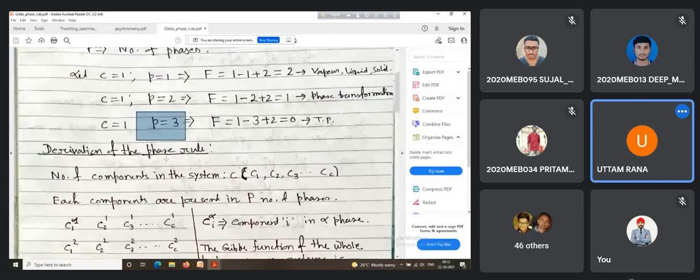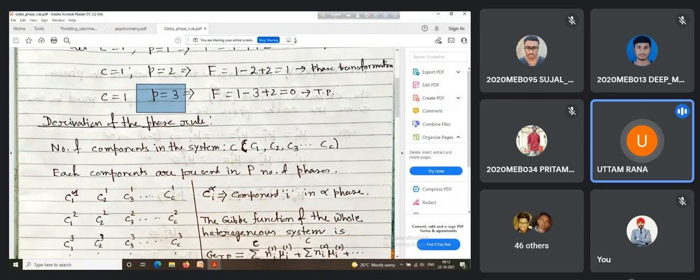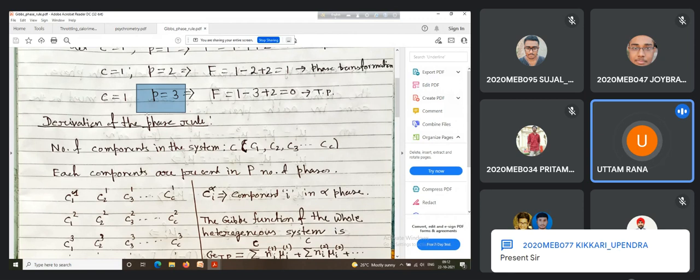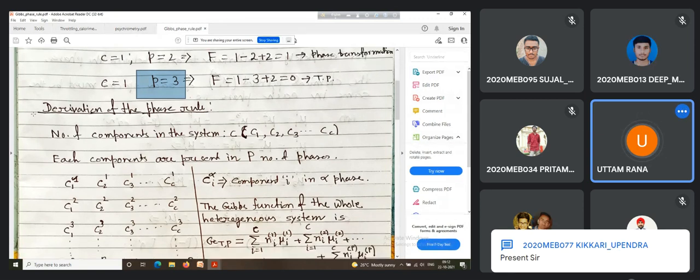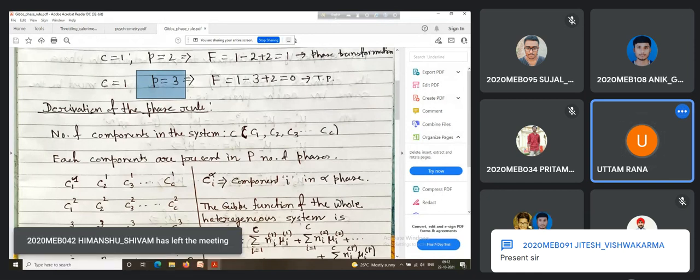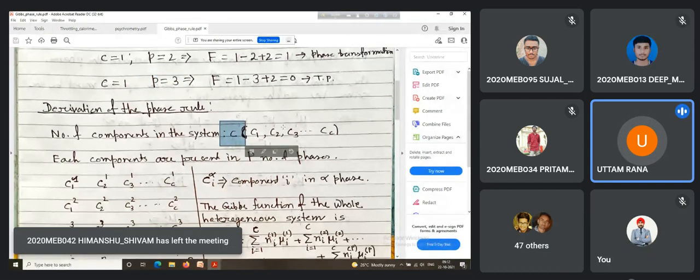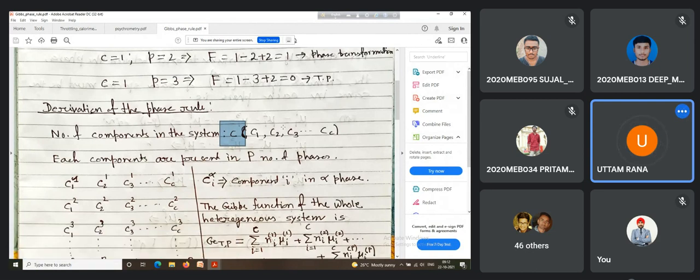Yes, sir. Now, where does this concept come from? Let us look into the derivation of the phase rule for non-reactive systems. Let us consider a heterogeneous system where there are C number of components, capital C number of components. These may be C1, C2, C3 and C suffix C. Here the subscript denotes the name of the components. So C1 is a component, maybe one species, C2 is another species, C3 is another species, and CC is another species. So there are C number of components in the system.